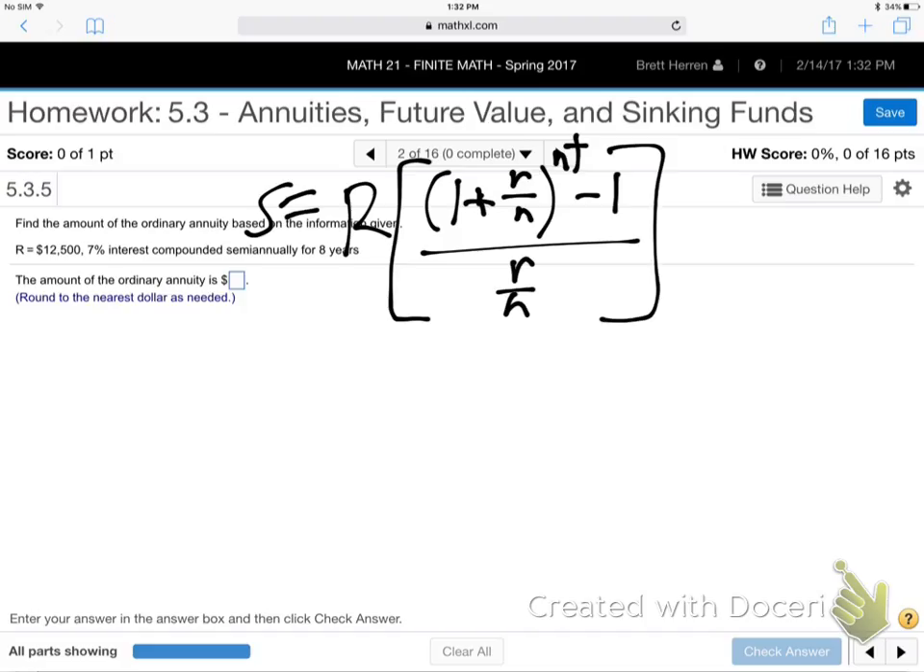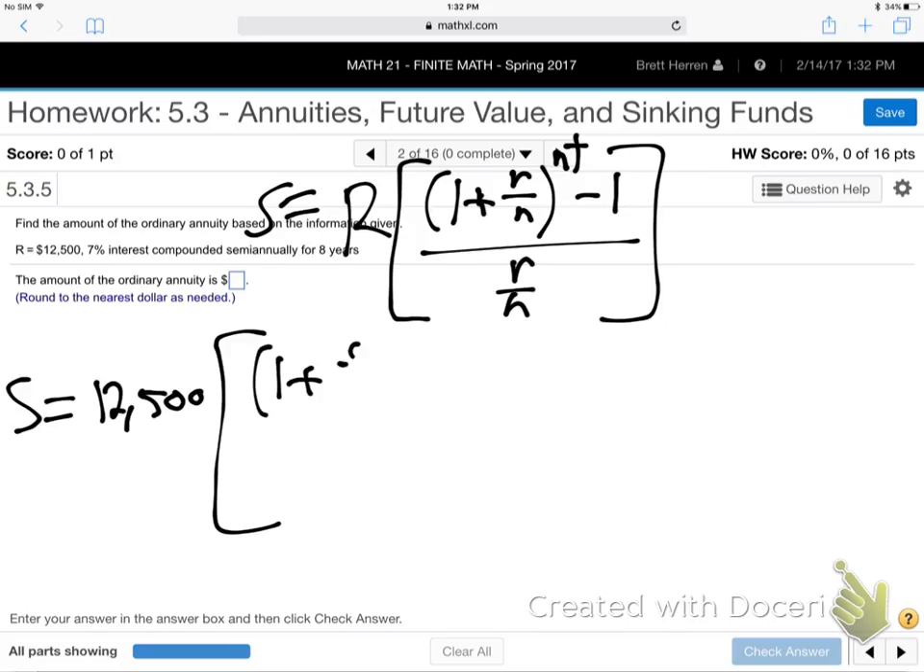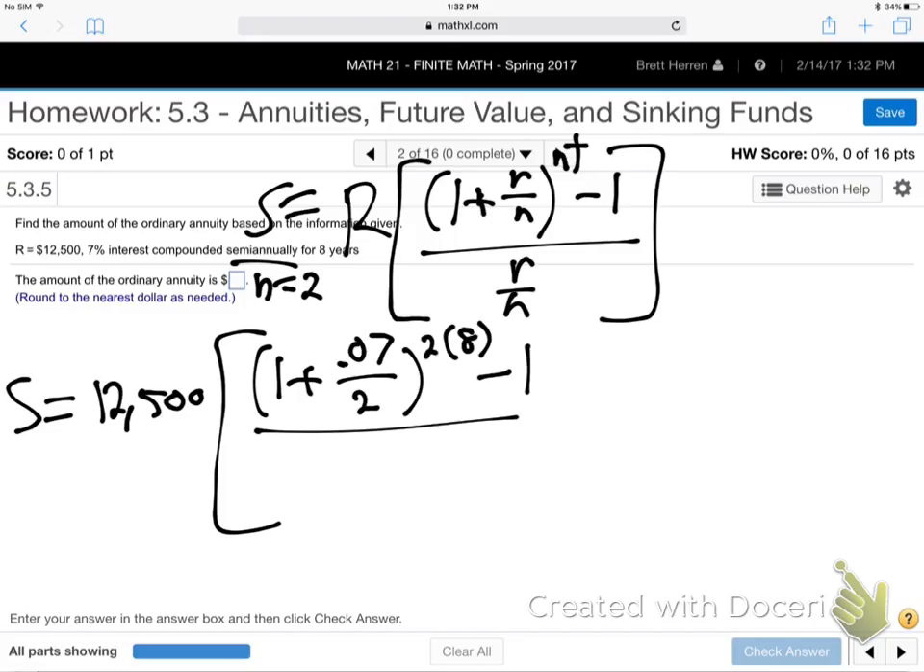Okay, so plug it all in. We're going to put the 12,500, that's the R, right in the front. And then the 7%, the 0.07, in. Semi-annual, what does that mean for N? Twice a year. N is 2. And then T is 8 years. T is the number of years, like always. And then over 0.07 over 2.